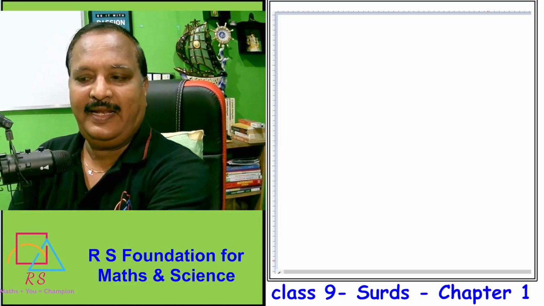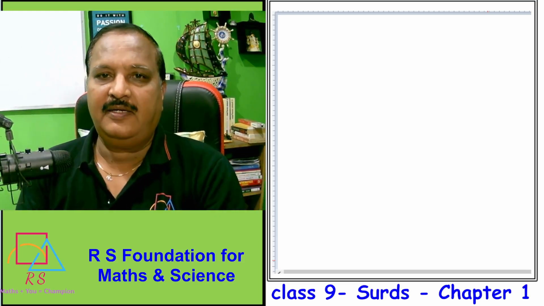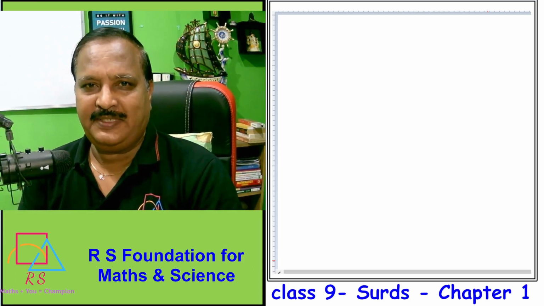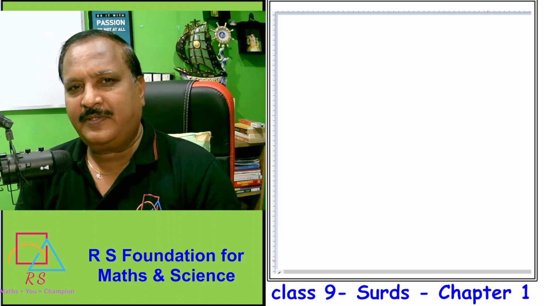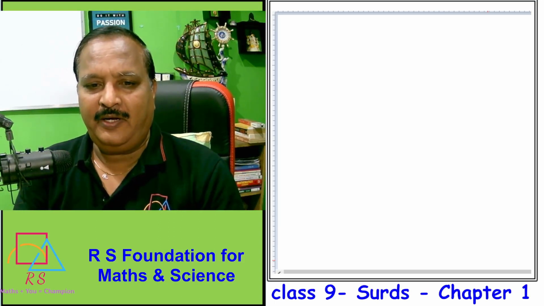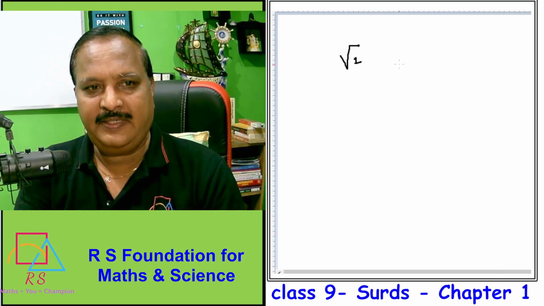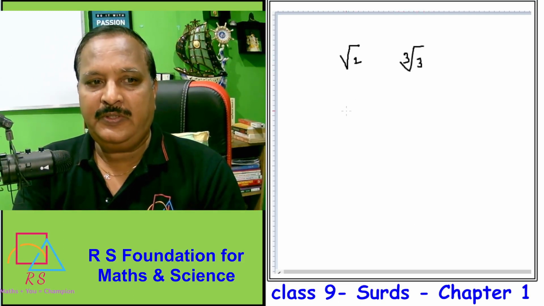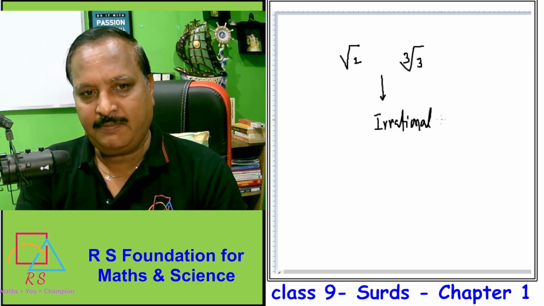In ninth class CBSE, Chapter 1, we have a special subtopic that comes under irrational numbers. In irrational numbers, some examples are given with root symbols, like root 2 is an irrational number, cube root of 3 is an irrational number. These numbers we were using as examples of irrational numbers.